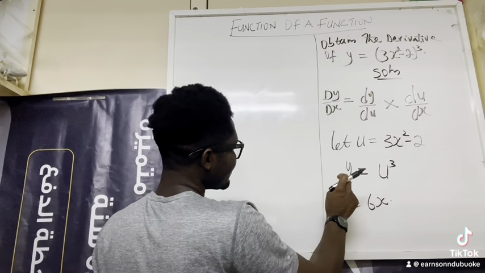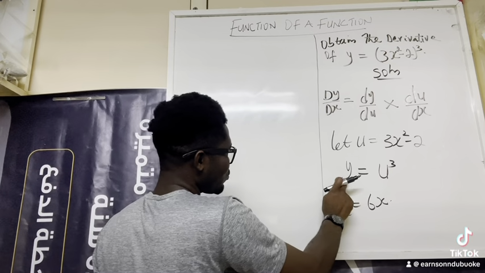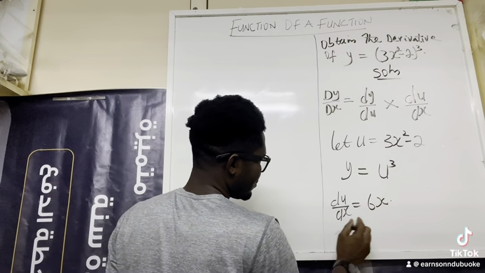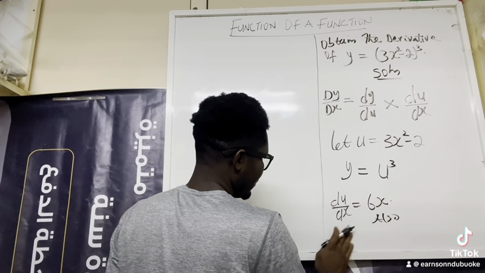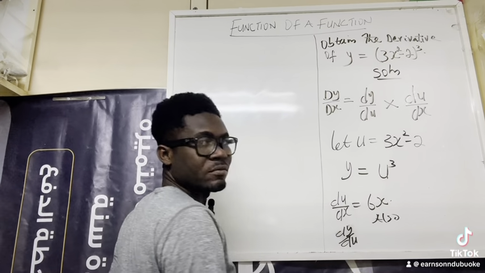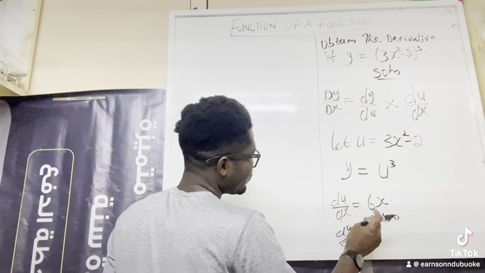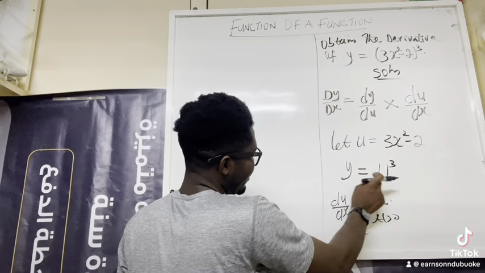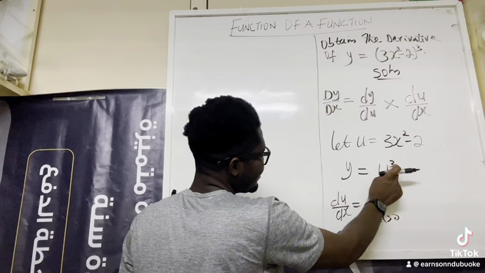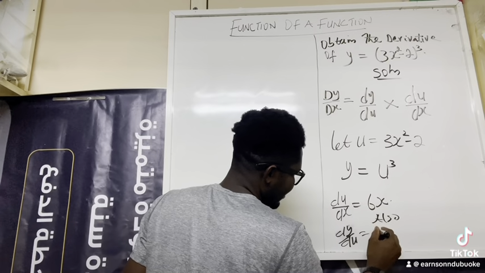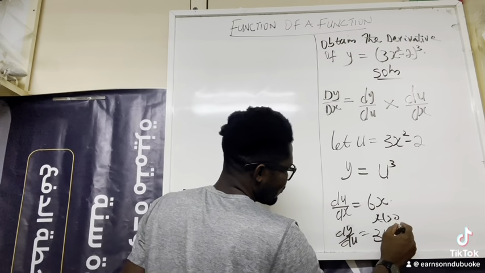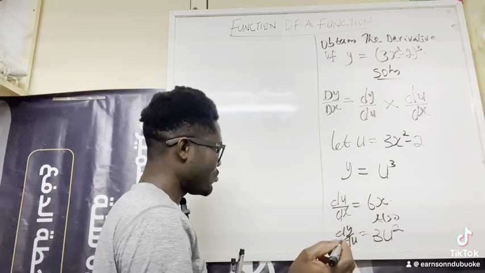Also here, you have y. Let's differentiate y with respect to u. So dy over du is equal to, you are differentiating y with respect to u. To differentiate here, take this 3 and multiply by u, which is 3u. Then reduce the power 3 by 1, which is 3 minus 1, which is 2, so squared, which gives 3u squared.